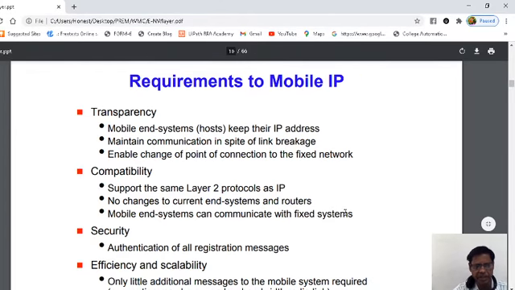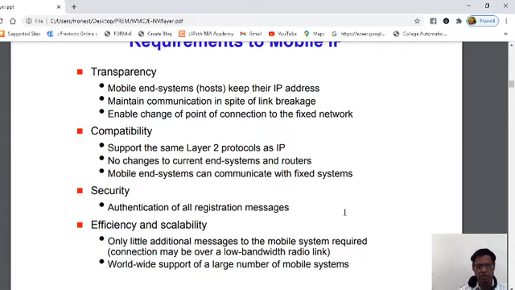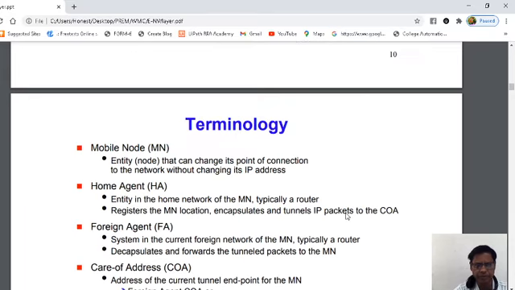Efficiency and scalability: throughout, we should see efficiency and scalability. Only a few additional messages are required for mobile system communication. It is used for worldwide support of a large number of mobile systems.